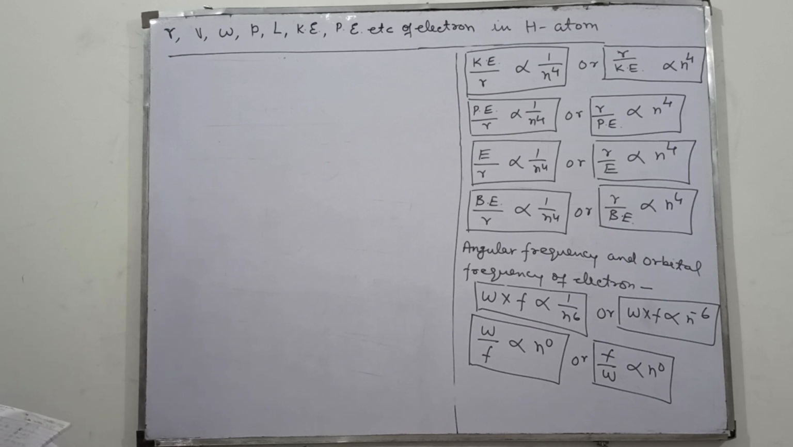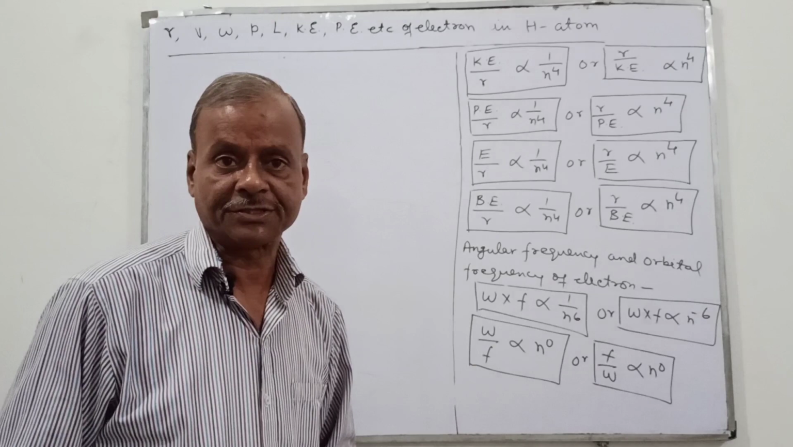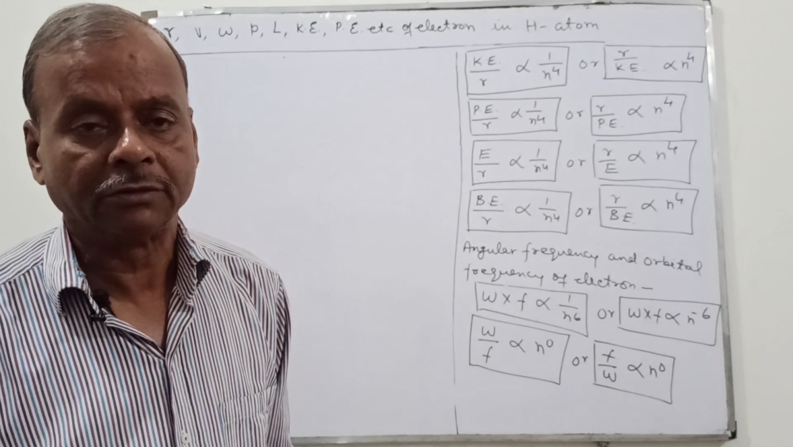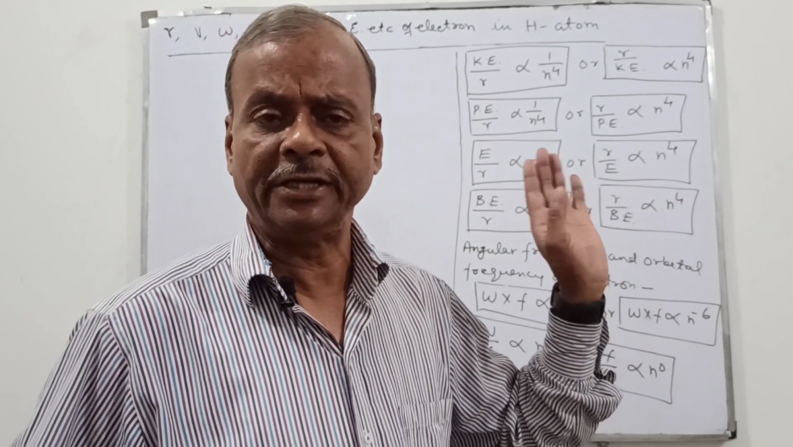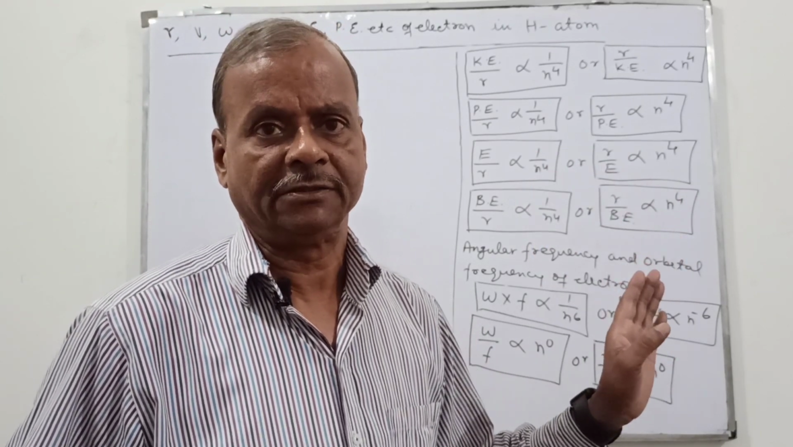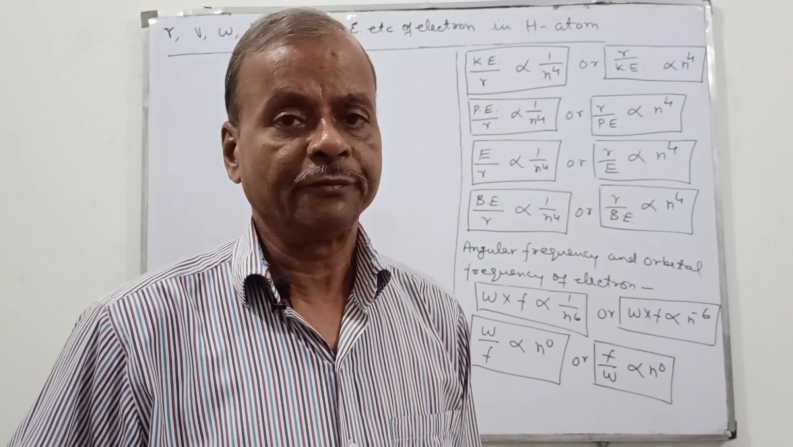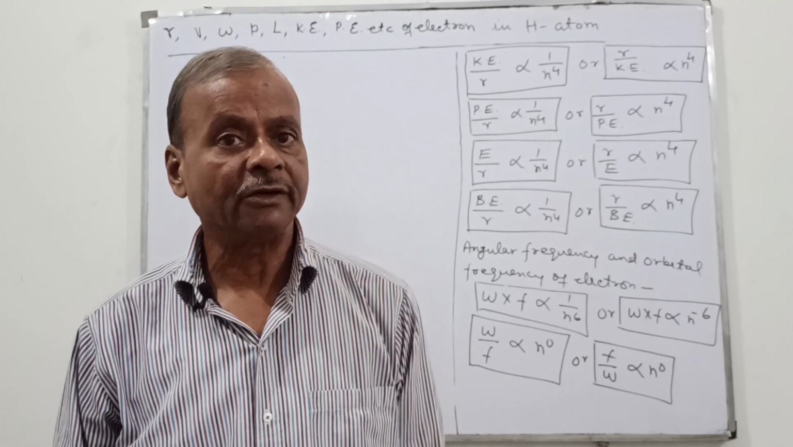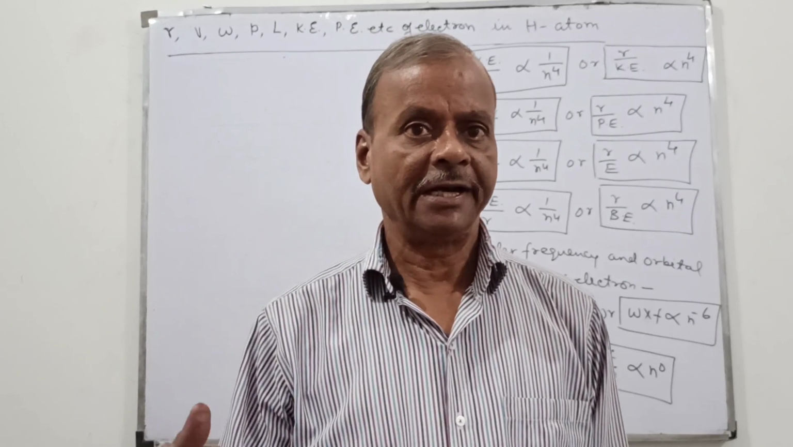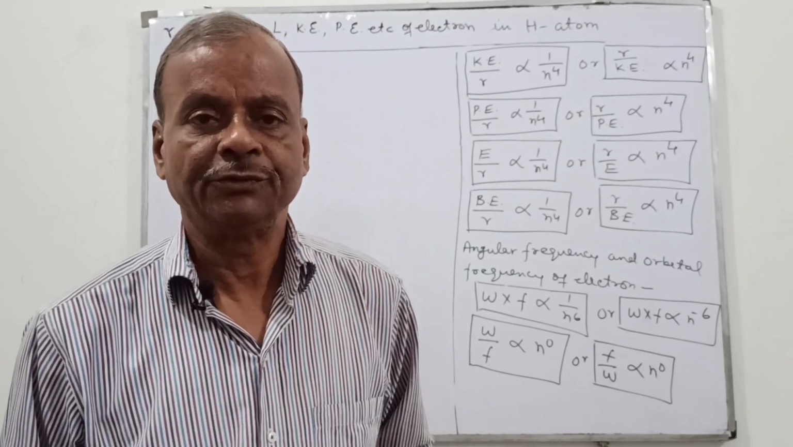There are so many other relations that you can find with the help of all these formulas for the physical quantities given for the electron. I have given the 10 physical quantities, and then you just multiply or divide any two of these. You can find what is the relation between them along with the principal quantum number. So you can have a number of formulas related with all these physical quantities. So thank you very much.